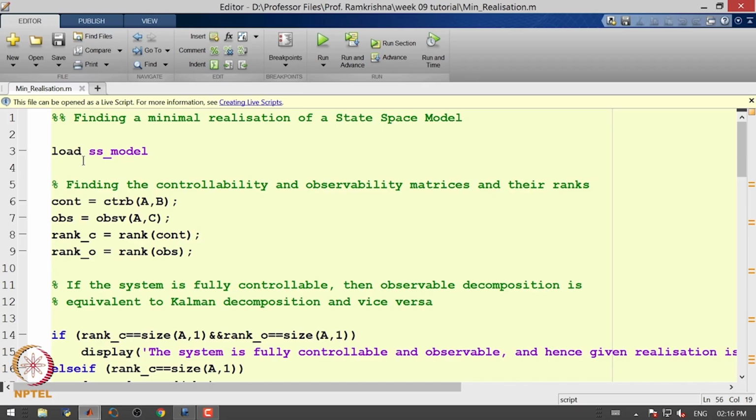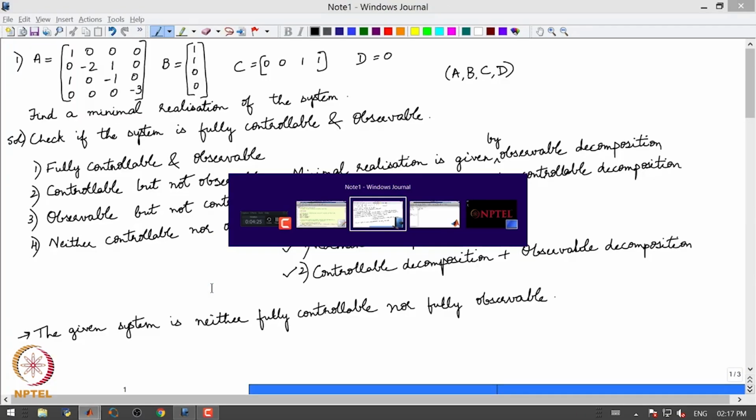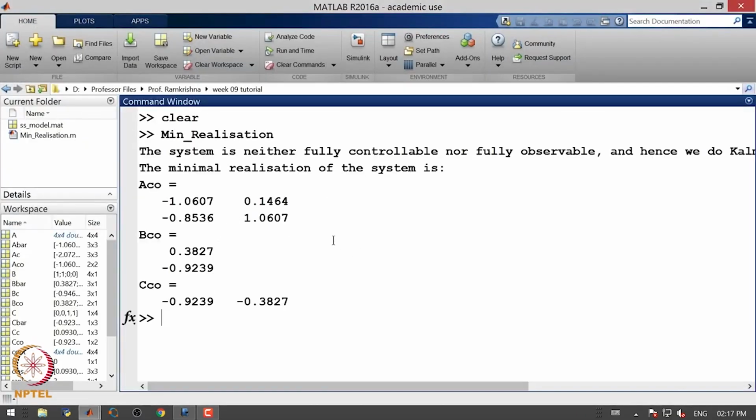So, this code will run the whole thing. I already copied the whole model into this variable called ss_model. So, I will run this code and you will see what happens. As you can see, the system is neither fully controllable nor observable, and we will do a Kalman decomposition, which is alternately done using first the controllable decomposition and then the observable decomposition, and after doing that the minimal realization is given by these matrices.